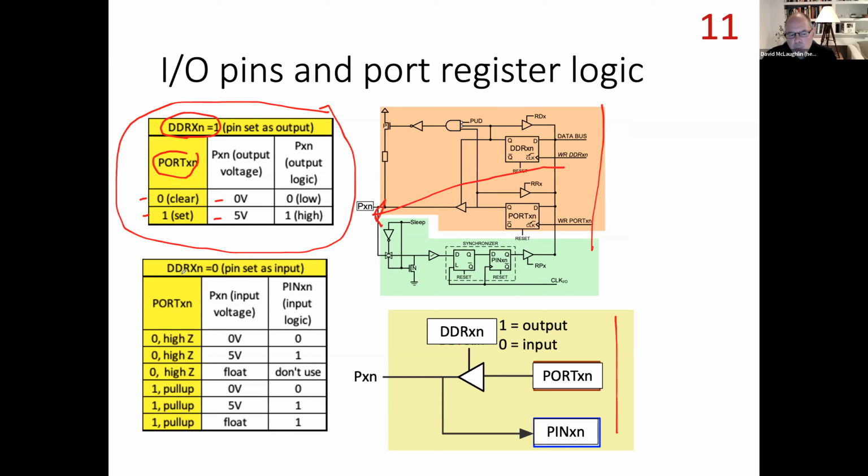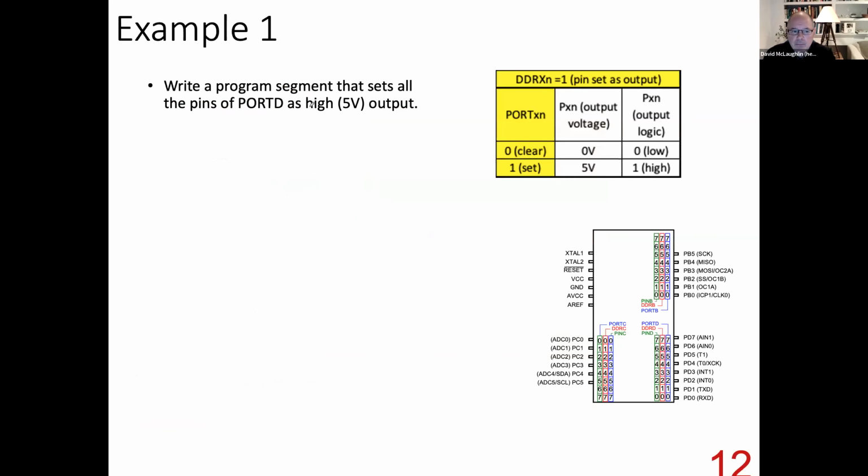When we set DDR to be 0 for input pins, the picture is a little more complicated because it has what's called a high impedance value, or it has a pull-up value. We'll get to that in a bit. I want to set that aside right now, and just show you some examples where we dig into this and set individual pins. Just an example right now: let's suppose I want to write a program that sets all of the pins on port D to high, all of them.